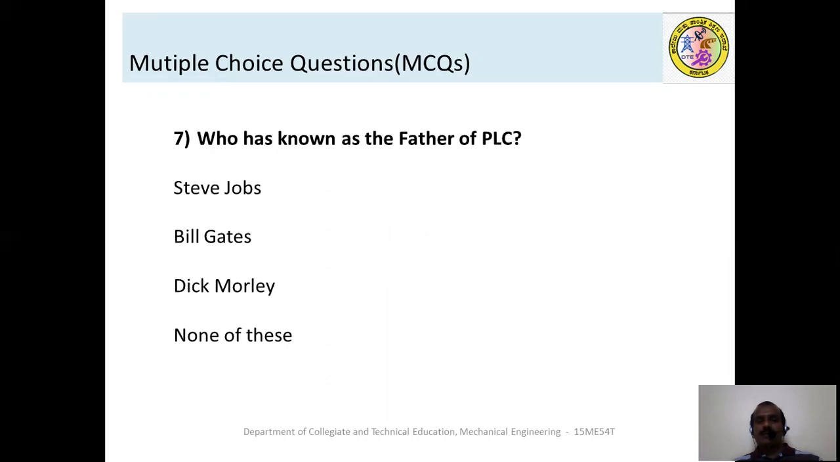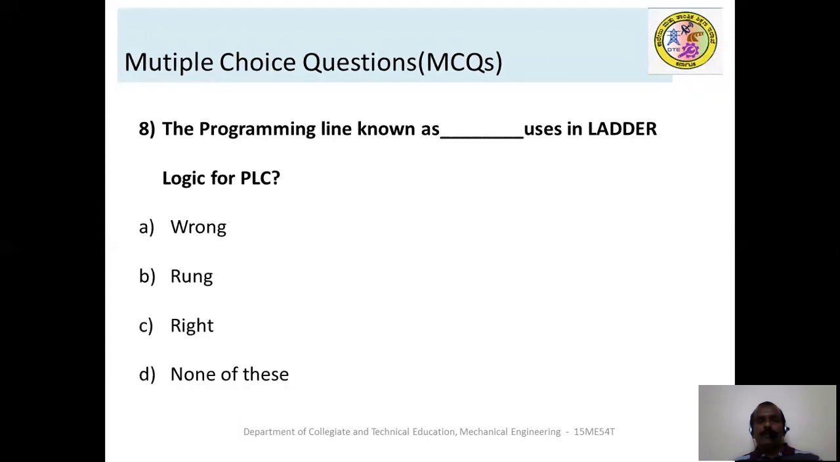Who is known as the father of PLC? Steve Jobs, Bill Gates, Dick Morley, none of these. The answer is C, that is Dick Morley. The programming line known as dash is used in ladder logic for PLC. Wrong, rung, right, none of these. The answer is B, rung.